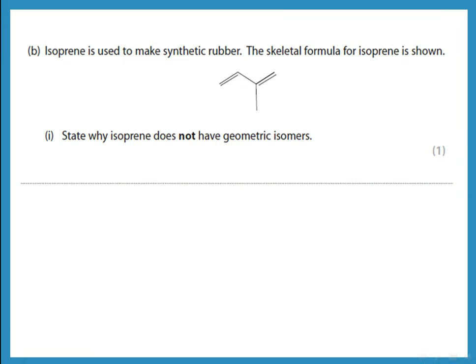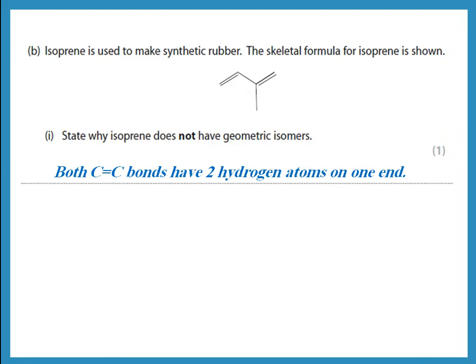Okay, isoprene is used to make synthetic rubber, and he gives you the skeletal formula for isoprene. State why isoprene does not have geometric isomers. Again, remember, geometric isomers are the ones in which we have cis and trans, or E and Z, and these happen when we have a double bond, and the carbons on the ends of the double bond each are connected to 2 different groups. Now, he's telling me that isoprene does not have geometric isomers. This is because if you look at the double bond, one end will have 2 hydrogen atoms, so they don't have different atoms attached to each carbon.